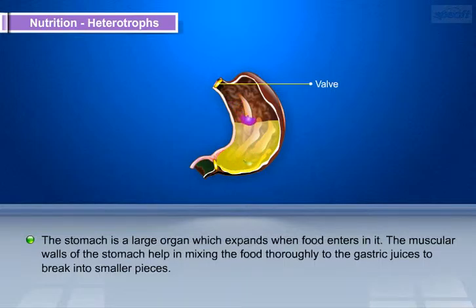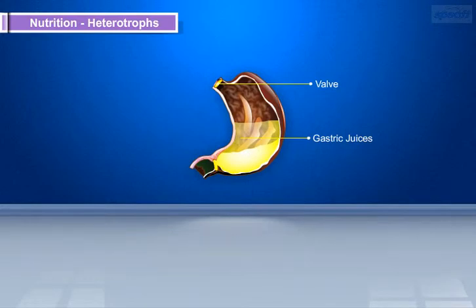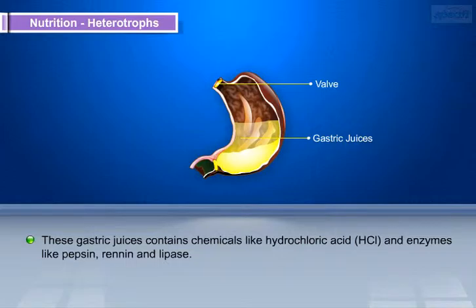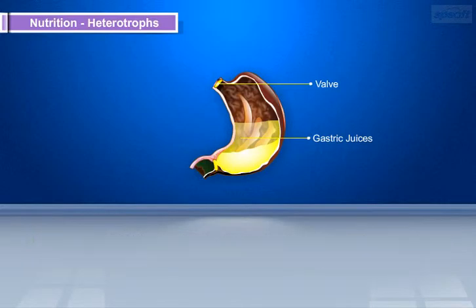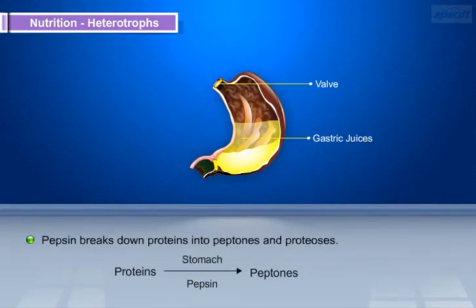The muscular walls of the stomach help in mixing the food thoroughly with the gastric juices to break it into smaller pieces. This gastric juice contains chemicals like hydrochloric acid, that is, HCl, and enzymes like pepsin, renin and lipase. Hydrochloric acid kills any germs that may have entered along with the food. It also creates an acidic medium which activates the enzyme pepsin. Pepsin breaks down proteins into peptones and proteoses.